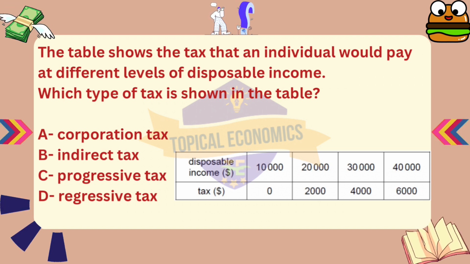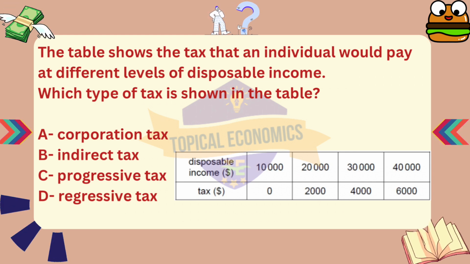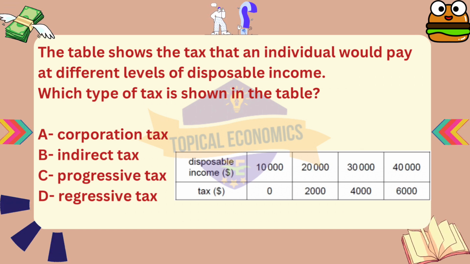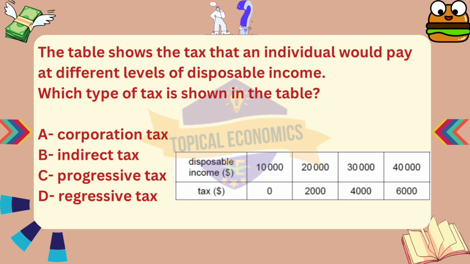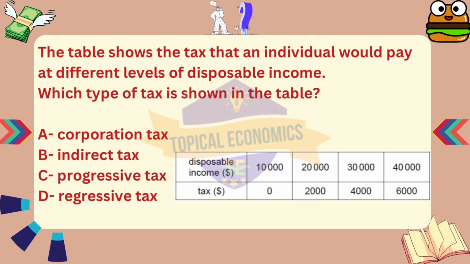A progressive tax is one in which the tax rate increases as the taxable amount, in this case, disposable income, rises. The table shows that as an individual's disposable income increases, the tax they pay also increases. For example, at a disposable income of $10,000, the individual pays $2,000 in tax, and at $30,000, the tax increases to $6,000. This pattern, where the tax liability grows as income grows, is characteristic of a progressive tax system. In a progressive system, higher earners pay a larger proportion of their income in taxes compared to lower earners.